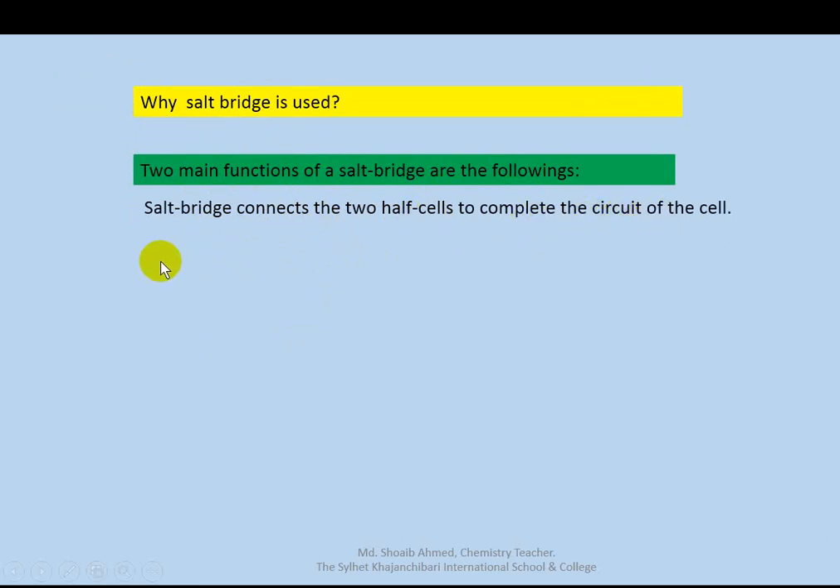Another function of the salt bridge: it maintains the electrical connectivity of the two cells. In the absence of a salt bridge, the electrical charge would not balance, but the salt bridge maintains the neutrality of electrical charge at the two cells. If electron density decreases, it supplies ions and maintains the neutrality of electrical charge at the two ends. Then electrical current flows.